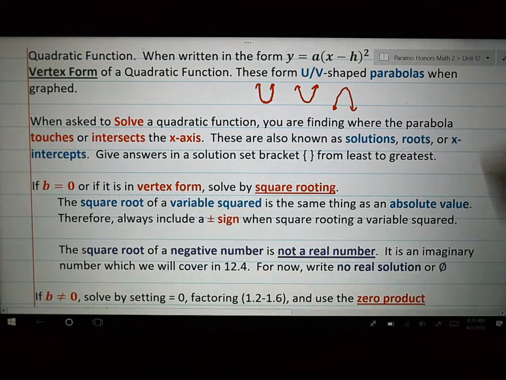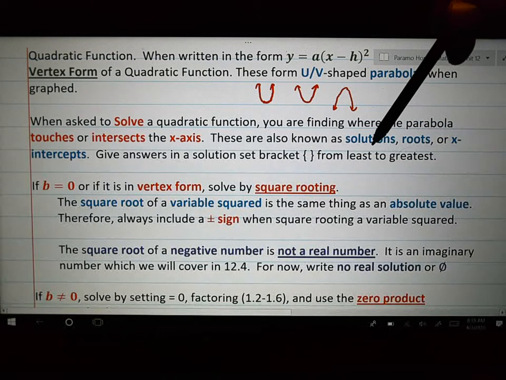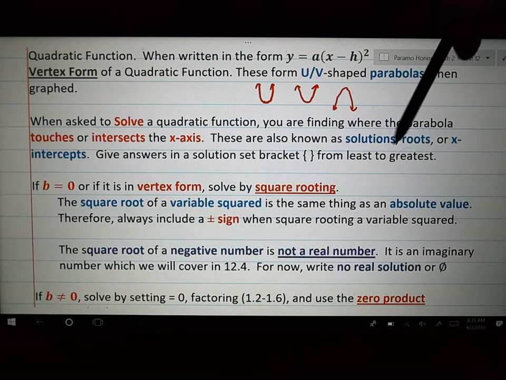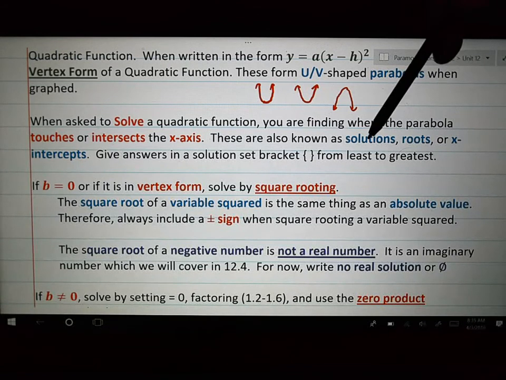That is the way they write it on the SATs. It's the way they write it on the SBAC. And so I'm going to try to get you into the habit of doing it from least to greatest. If you did not give it from least to greatest, I would still give you full credit, because a solution set means the solution is inside these brackets. So that's fine.